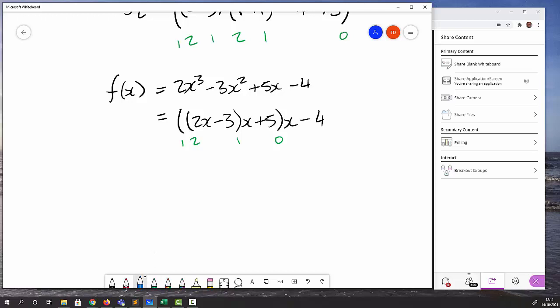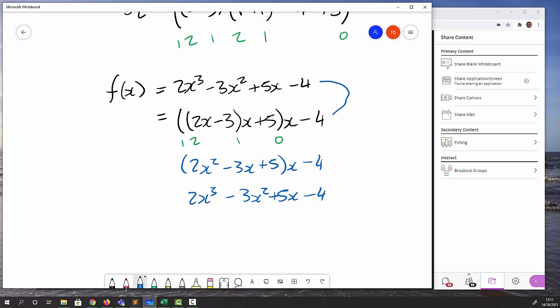So let me do that. 2x squared minus 3x plus 5 bracket x minus 4. So I'll now expand that bracket. I'm going to get 2x cubed minus 3x squared plus 5x minus 4. Okay, so that means that we've got from this position here to this position here, and then we've done a sanity check which gets us to there.